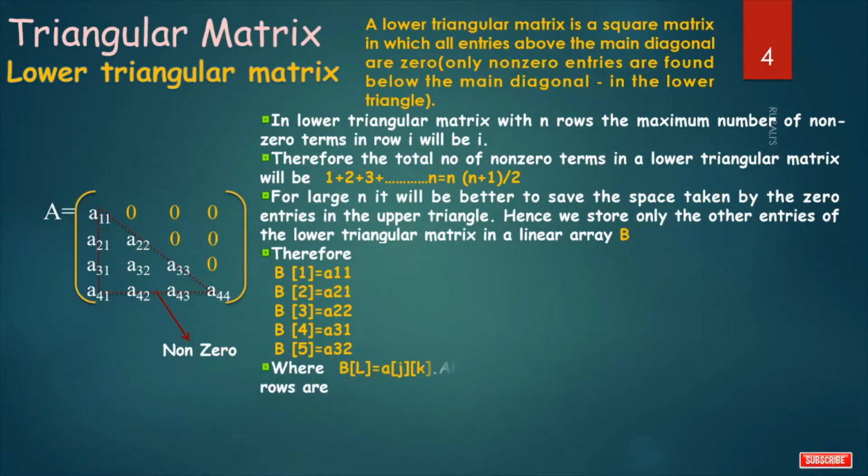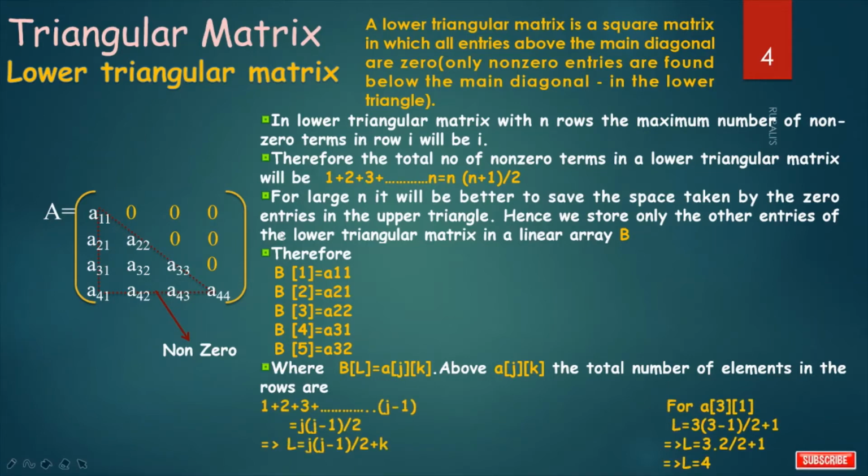So, the general term is BL equals AJK. How can we calculate this L? Now see, the row number is J. Before the jth row, how many elements are there? It is 1 plus 2 plus 3, in this way up to j minus 1, that is j into j minus 1 by 2, plus the column number k. So, L equals j into j minus 1 by 2 plus k.